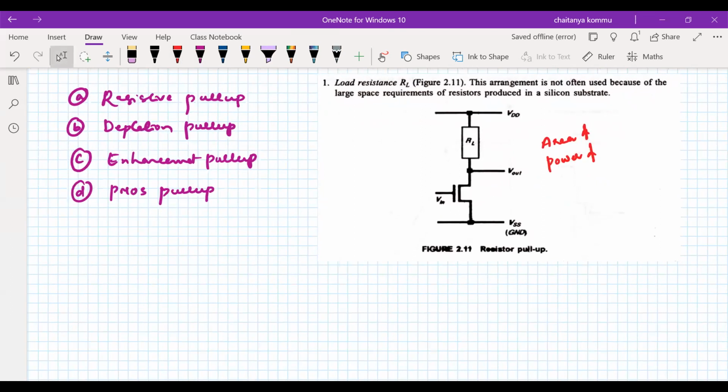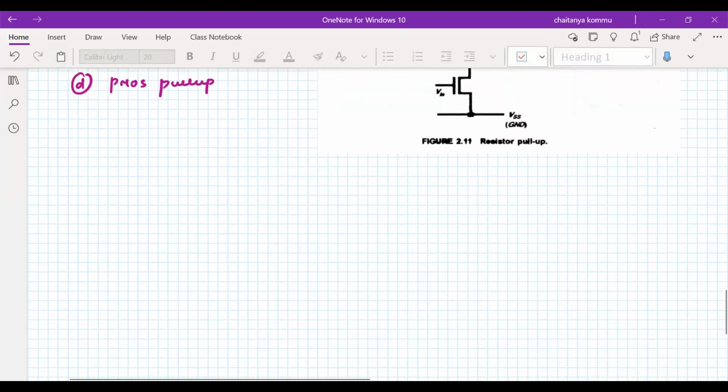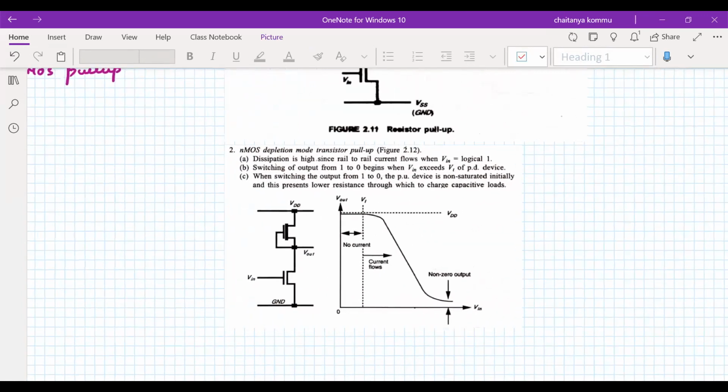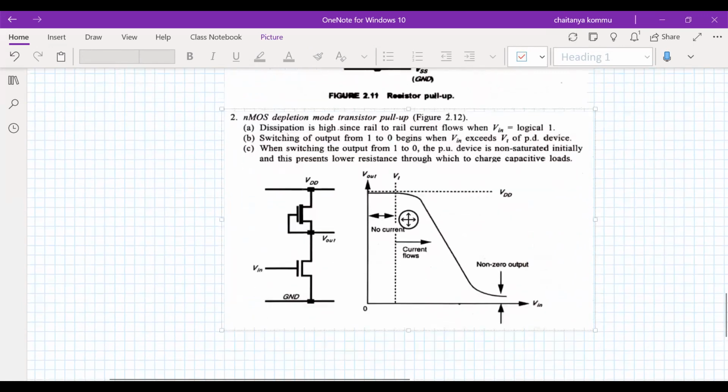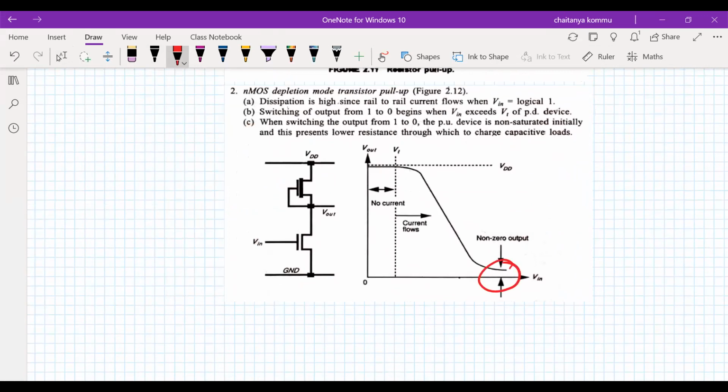Okay, so we have to go for another approach called the enhancement, depletion pull-up network. Okay, so the theory of how it is derived and its characteristics, we have already seen. So I don't want to explain more and more about this because we have studied these points exclusively. Okay, the next one is a depletion mode type of transistor. As you can see, the most important observation is that there is a non-zero output for logic high value.